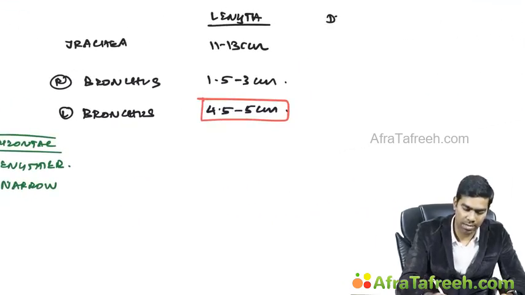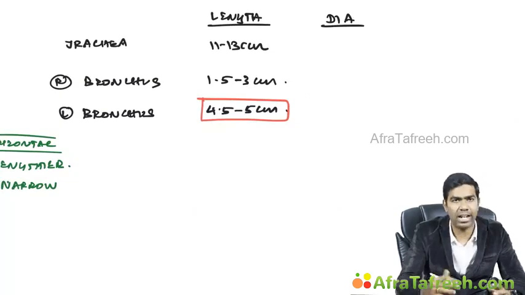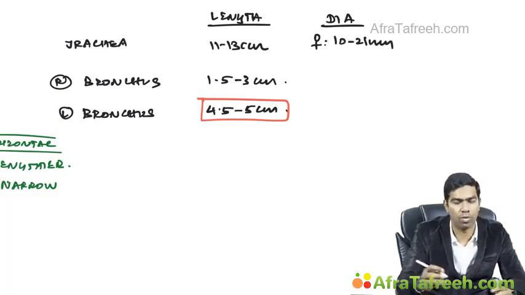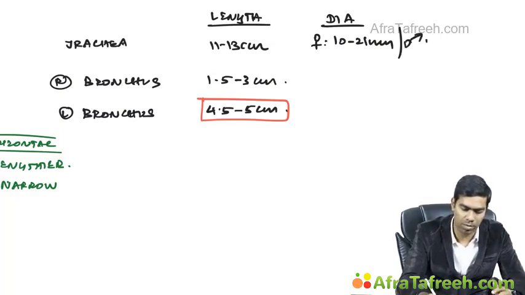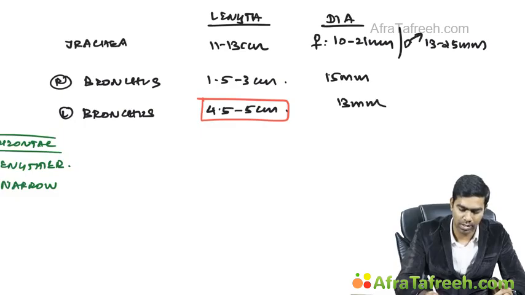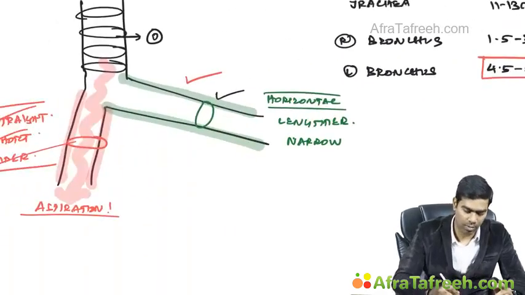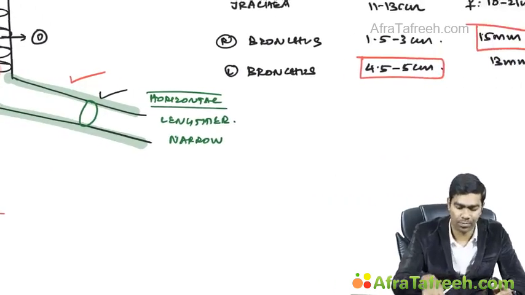Similarly, what is the diameter? The tracheal diameter varies a little bit. For example, in females, it's supposed to be somewhere around 10 to 21 millimeter or 1.1 to 2.1 centimeter, and in males, it's supposed to be 13 to 25 millimeter or 1.3 to 2.5 centimeter. What is the diameter of the bronchus? Right bronchus approximately 15 millimeter and left bronchus approximately 13 millimeter. You can see the right is the wider one, which I told you already. Clear?